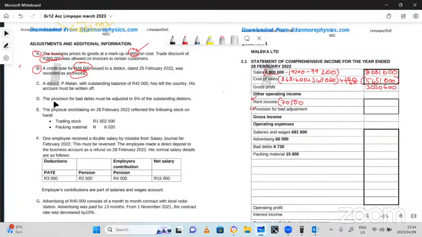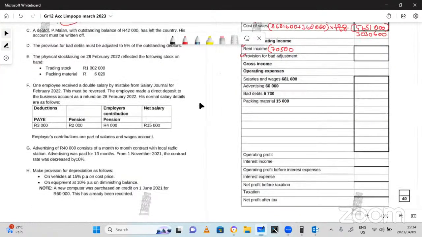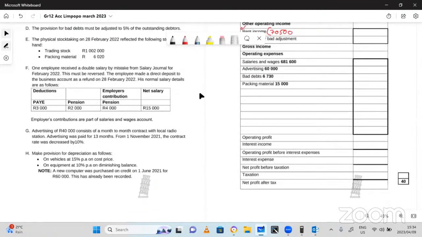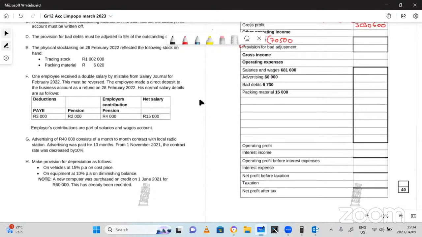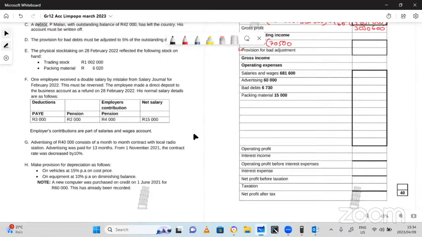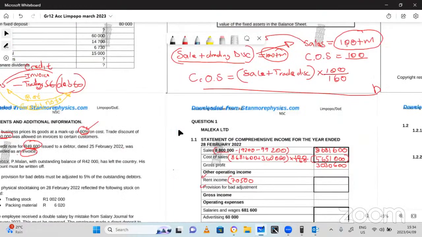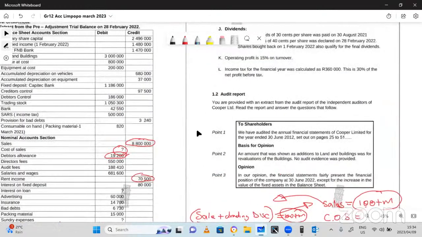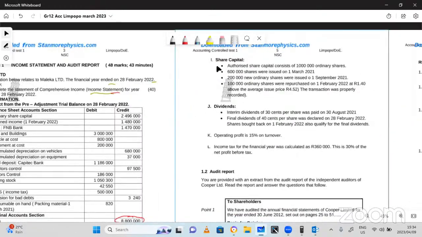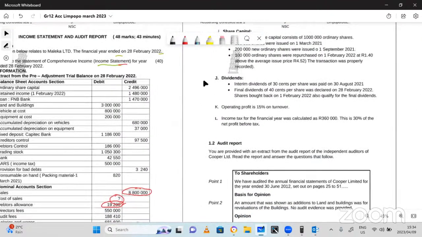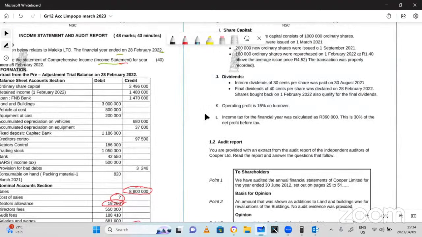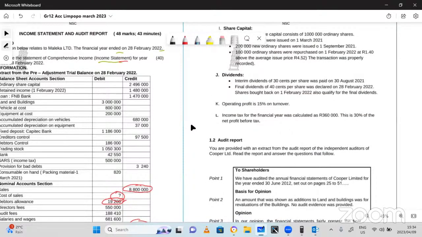Transaction D, provision for bad debt, not rent. E, physical stock taking, not rent. F, one employee, which is wages, not rent. G, advertisement, not rent again. H, provision for depreciation, not rent. Then we move to the next page and check for further transactions. I, share capital, not rent again. J, dividends, not rent. K, operating profit, not rent again.